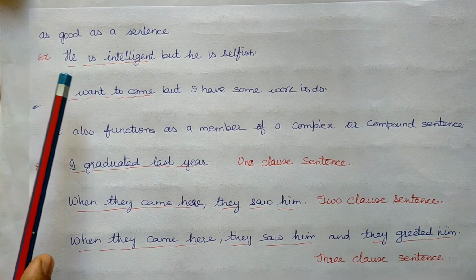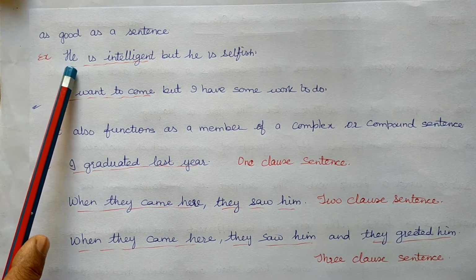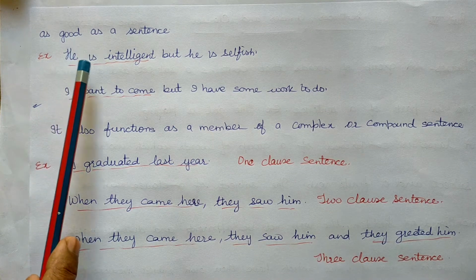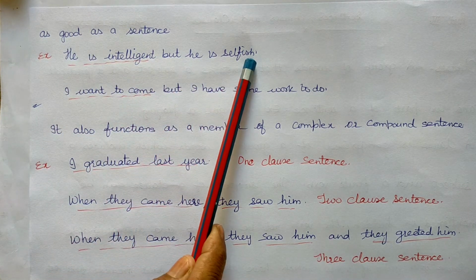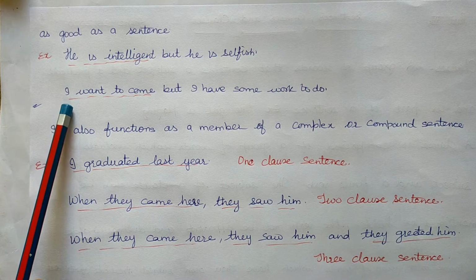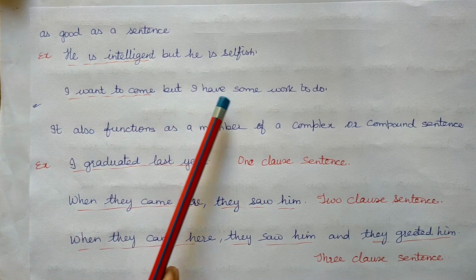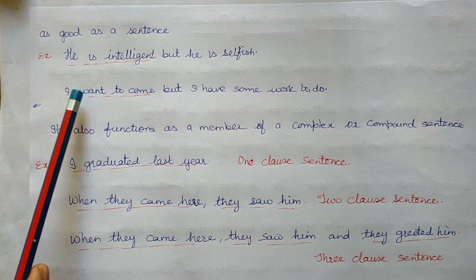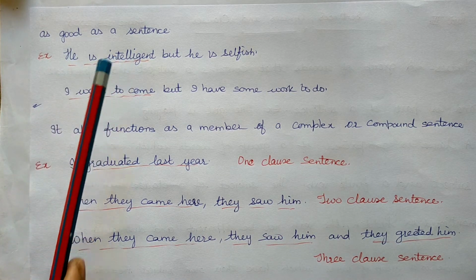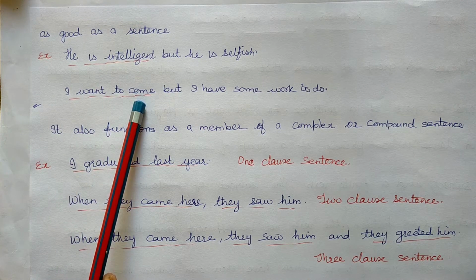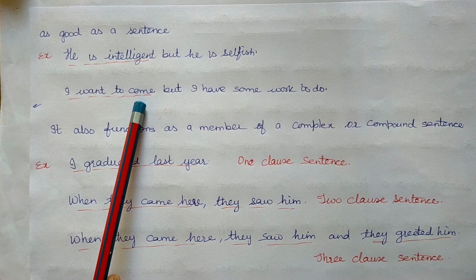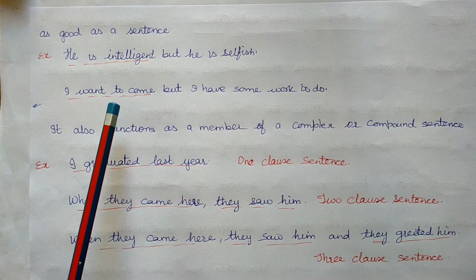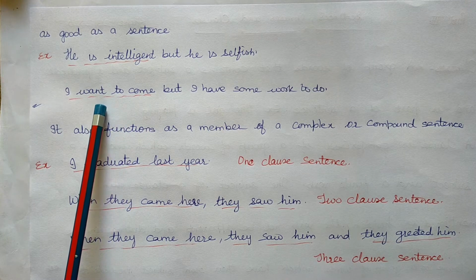Let us see the example. He is intelligent but he is selfish. I want to come but I have some work to do. Here in these two sentences, the groups of words "he is intelligent" and "I want to come" make complete sense independently and are good examples of independent clauses.